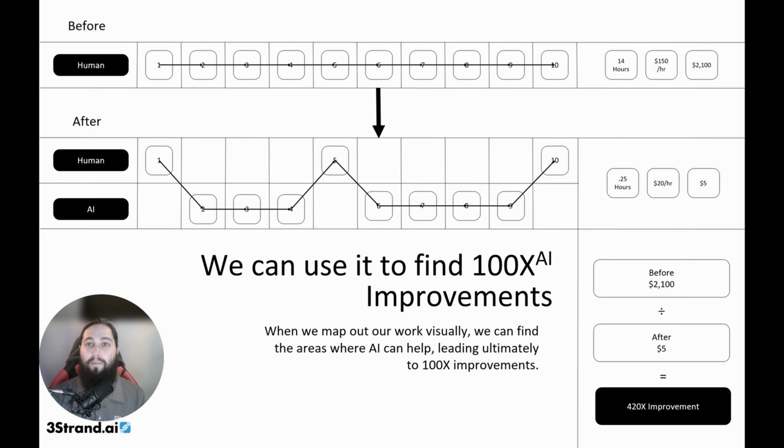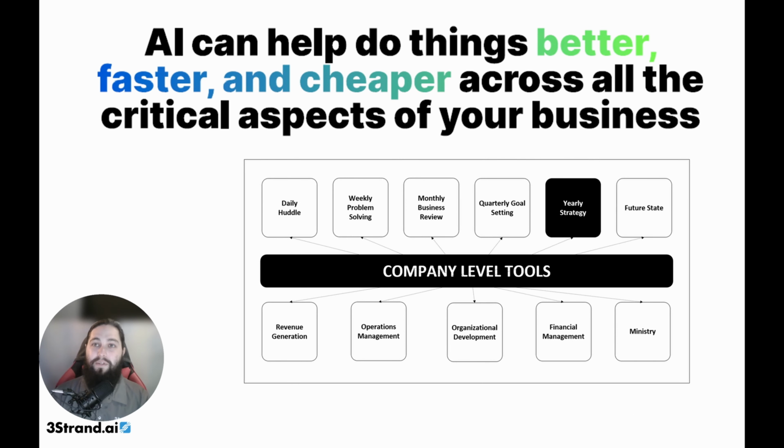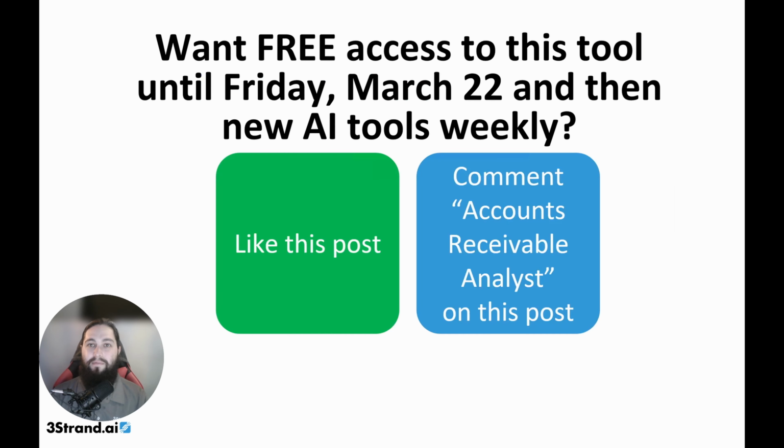As you can see here, I put in both the low end number of hours and the low end hourly rate and still see a 420x improvement. And because of that, we're now able to get the work done better, faster, and cheaper. And ultimately, this is how you can grow your business. I hope this was helpful to see how we can fill your company's toolbox with AI-enabled tools that help you do things better, faster, and cheaper across all of the critical areas of your business.